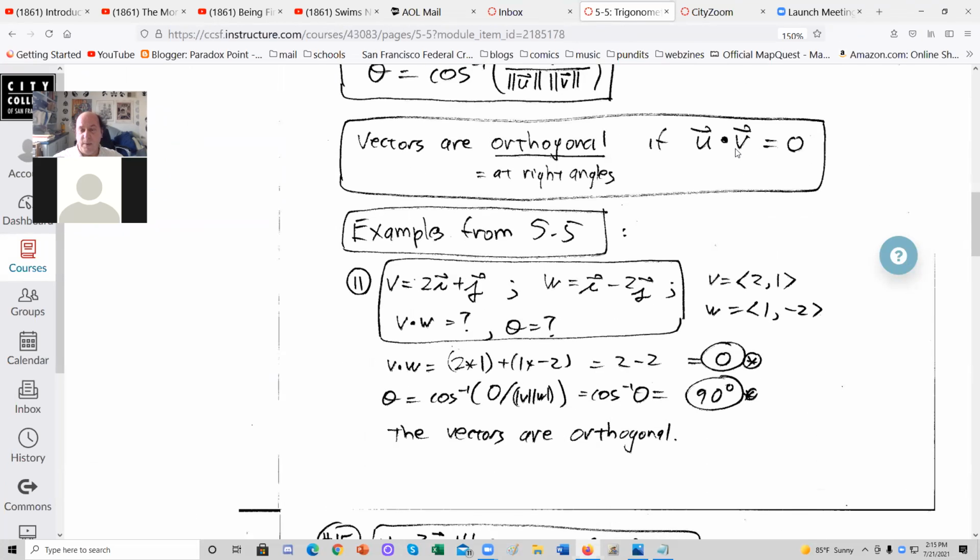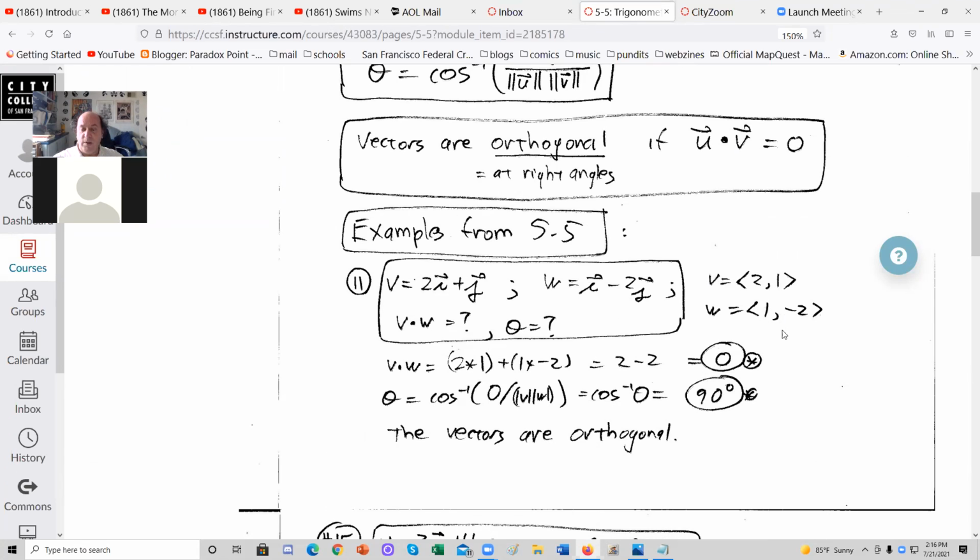So they give some examples. 2i plus j is v, i minus 2j is w, so v is 2 by 1, w is 1 by negative 2. What's their dot product? What's the angle between them? Okay, v dot w is 2 times 1 plus 1 times negative 2. That's 2 minus 2, and that's 0. The angle between them is arc cosine of the dot product over the product of the lengths, which is arc cosine of 0, is 90 degrees.